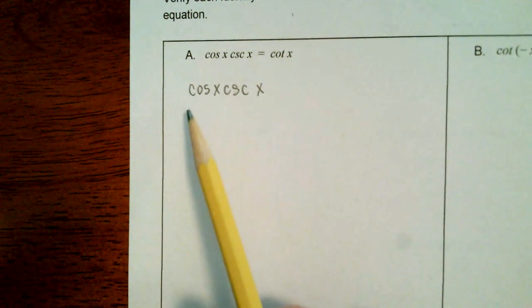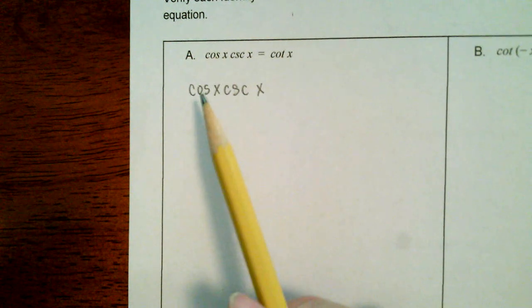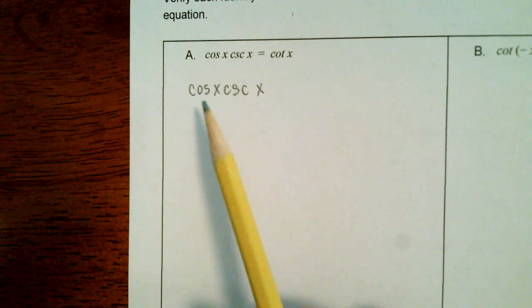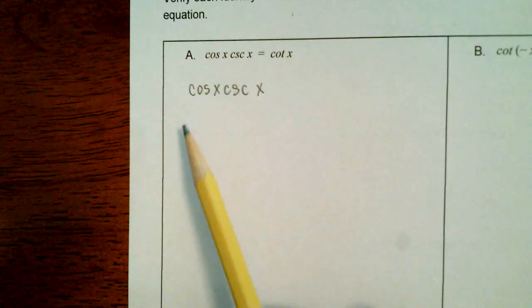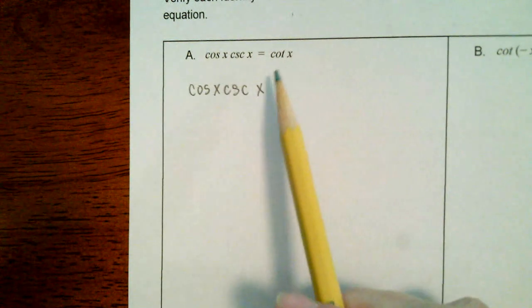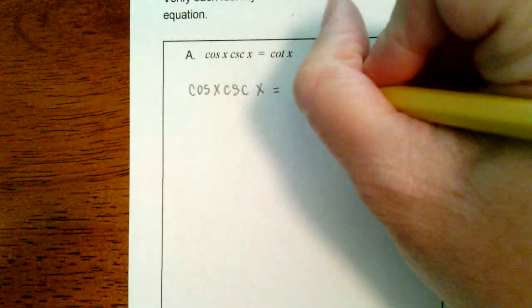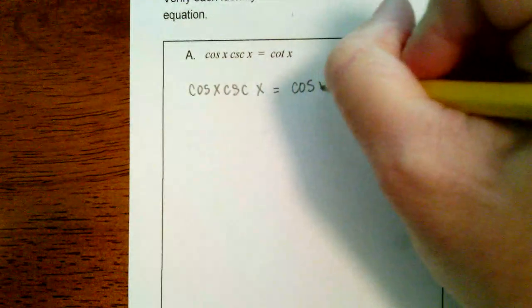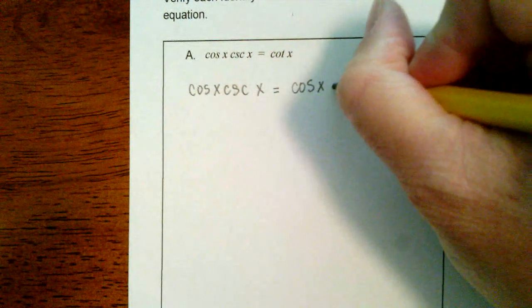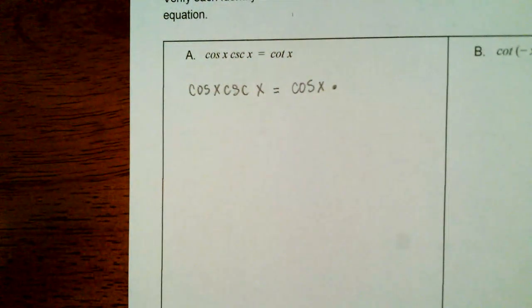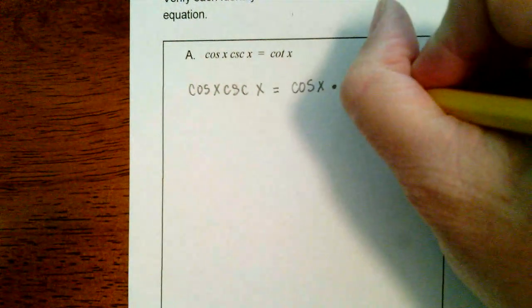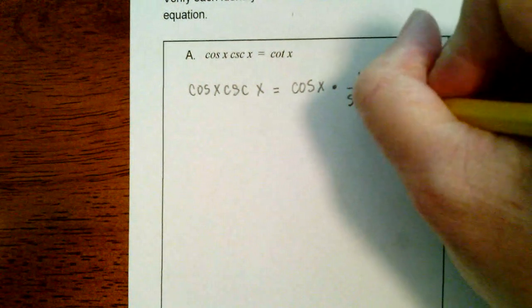So I know one of my first strategies is just to try to write everything in terms of cosines and sines, and then see if I can get it to be equal to each other. So cosine is already in terms of cosine. And cosecant, I'm going to use my reciprocal property and remember that that is 1 over the sine of x.